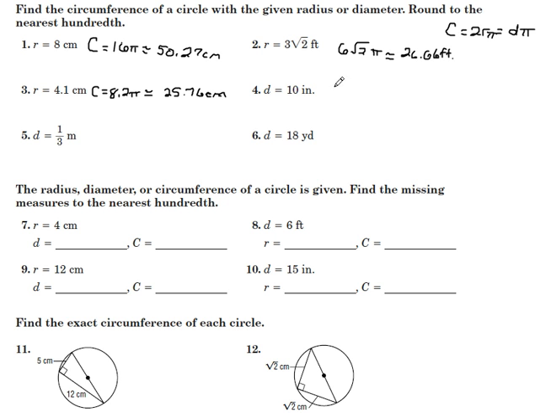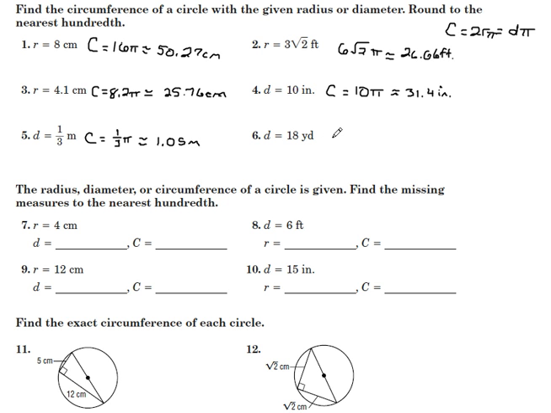The diameter is 10. The circumference then is just the diameter times pi, 10 pi, 31.42 inches. Number 5, the diameter is 1/3. Circumference is 1/3 times pi, also known as pi over 3. Calculator, pi divided by 3, 1.05 meters.